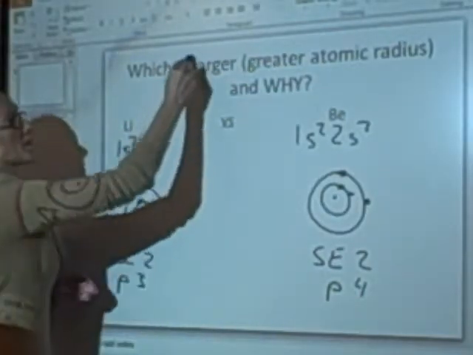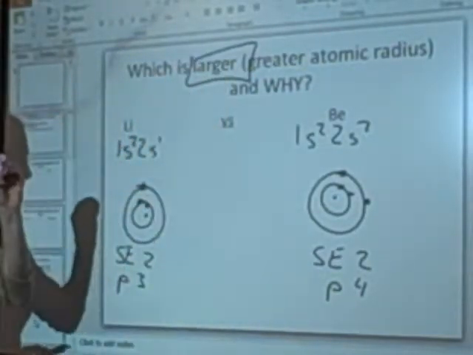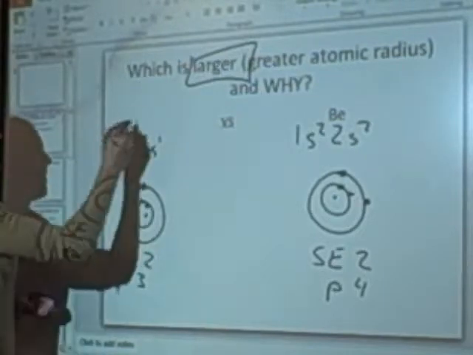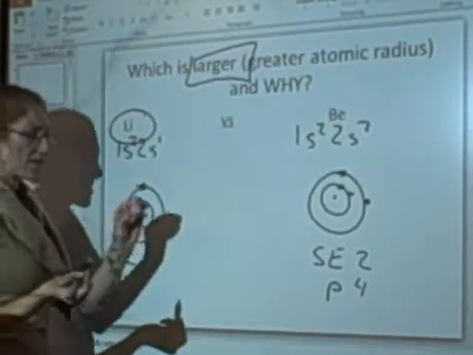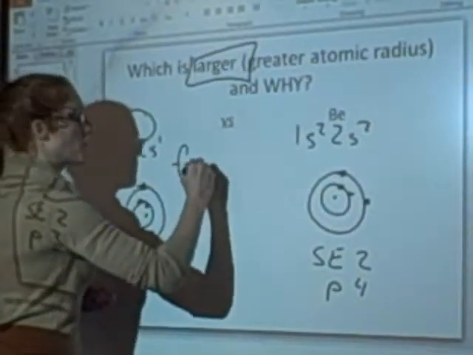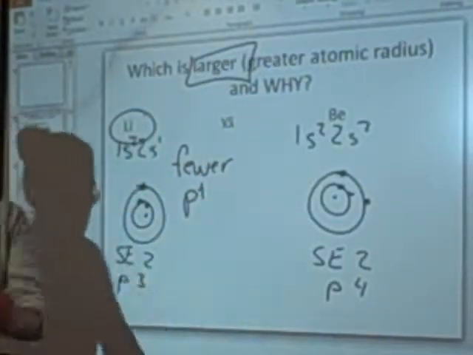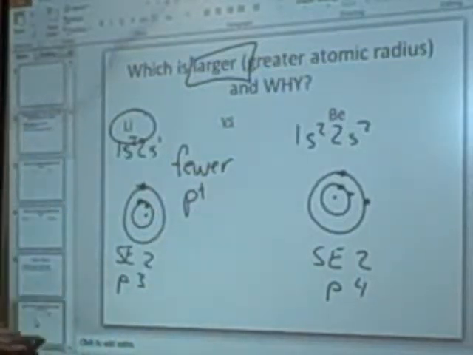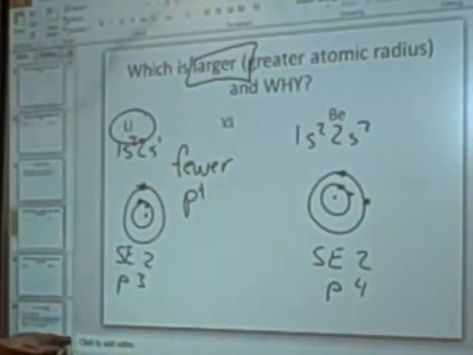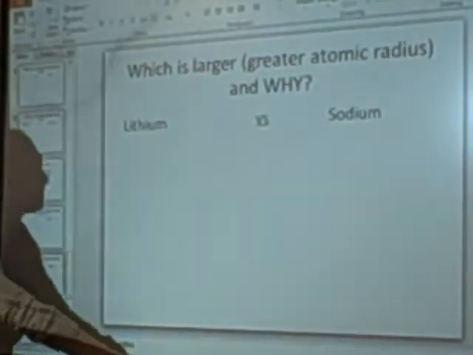So if I'm looking for which one is larger, I need less attraction, right? So it's going to be this guy. Lithium is larger because they have the same number of shells, but fewer protons to pull all those electrons in. So the next example is going to be lithium and sodium.